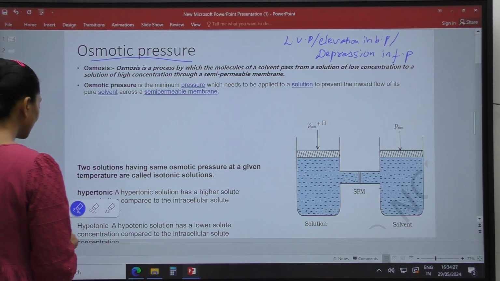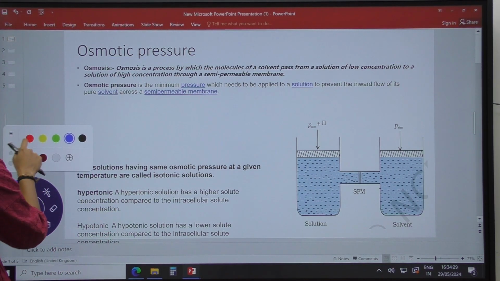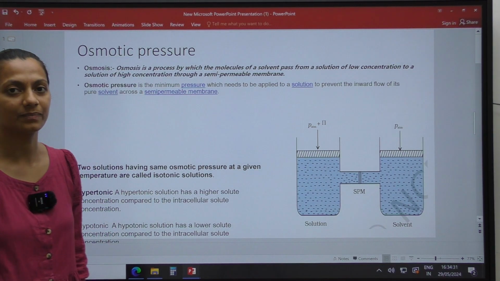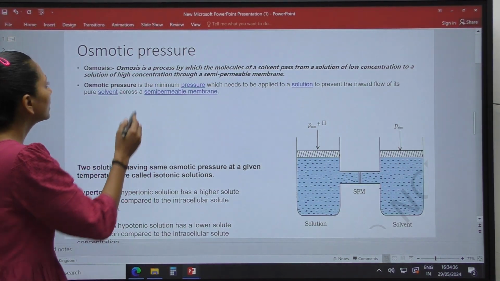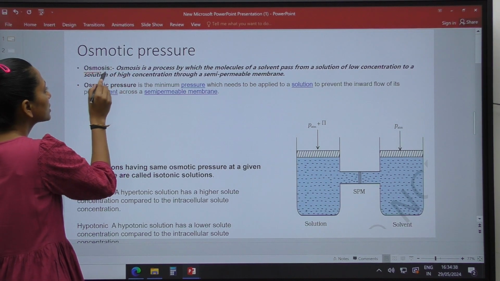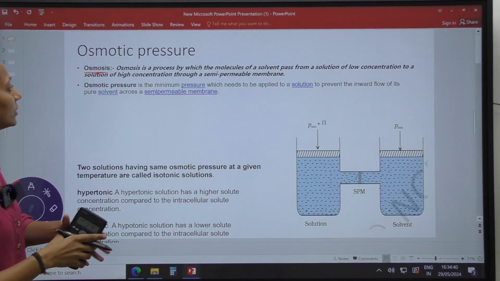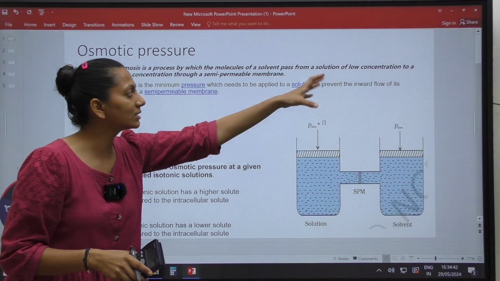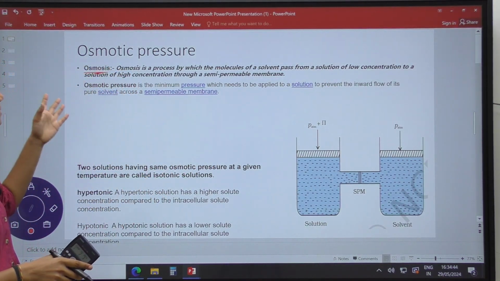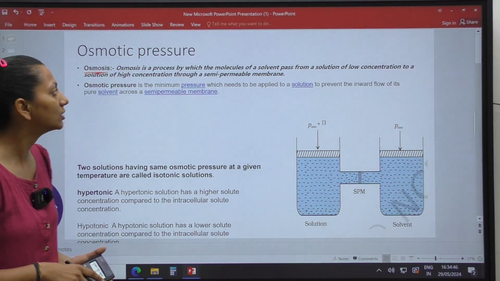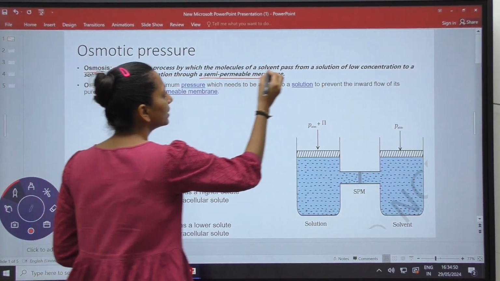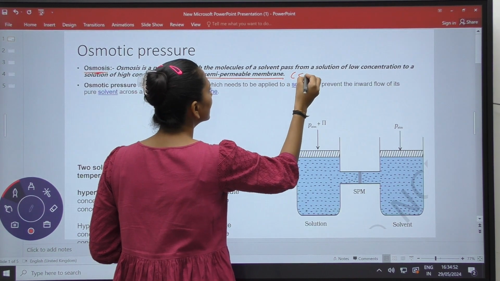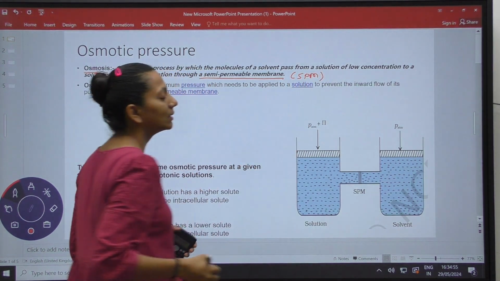Okay, so let's start with today's topic. Today we are going to study osmotic pressure. First of all, we will see the simple definition. What is osmosis? Osmosis is a process by which the molecules of solvent pass from a solution of low concentration to a solution of high concentration through a semi-permeable membrane, also called SPM.